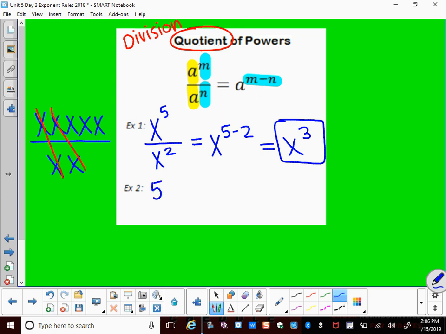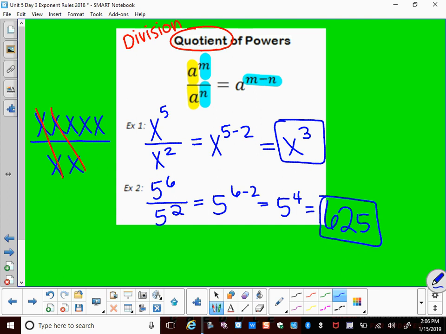All right, let's say that I have 5 to the 6th divided by 5 to the 2nd. Do I have the same base? Yes. What's 6 minus 2? 4. Type into your calculator, what's 5 to the 4th power? 625. That's your answer. Of course, if you have this on your test, and you want to just type this into your calculator, like 5 to the power of 6 divided by 5 to the power of 2 and hit enter, it'll still give you 625 without all this process.